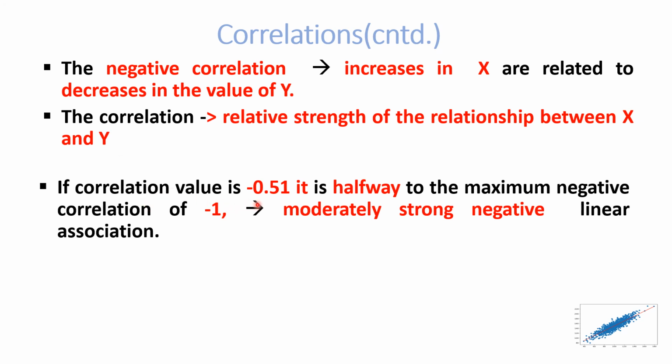If the correlation value is minus 0.51, it says that it is halfway to the maximum negative correlation of minus 1 and can be termed as a moderately strong negative linear association. Because it is a negative value, we can say that it is a negative correlation. And 0.51 means it is more than 50 percent, which indicates moderately strong. Since it is in the middle range, that is why it is termed as moderately strong.